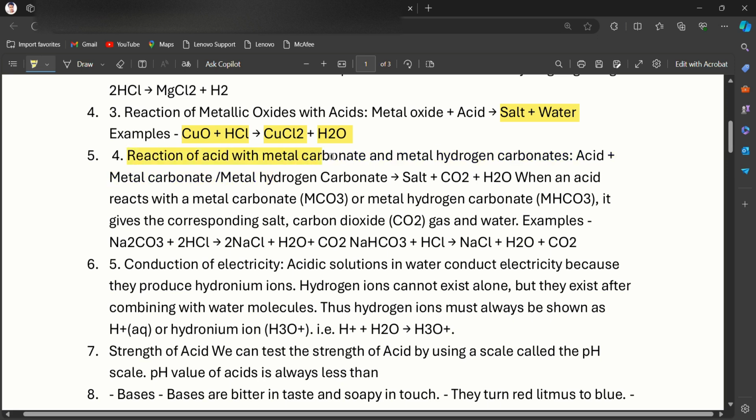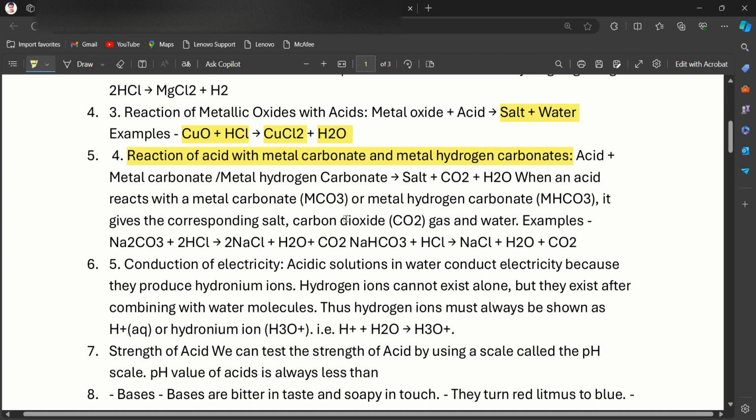Okay, so next coming to the reaction of acid with metal carbonate and metal hydrogen carbonate. मेटल कार्बोनेट और मेटल हाइड्रोजन कार्बोनेट के एग्जांपल, मेटल कार्बोनेट जैसे सोडियम कार्बोनेट और सोडियम बाइकार्बोनेट मेटल हाइड्रोजन कार्बोनेट. Okay, so metal carbonate, metal hydrogen carbonate with acid gives salt plus carbon dioxide plus water.